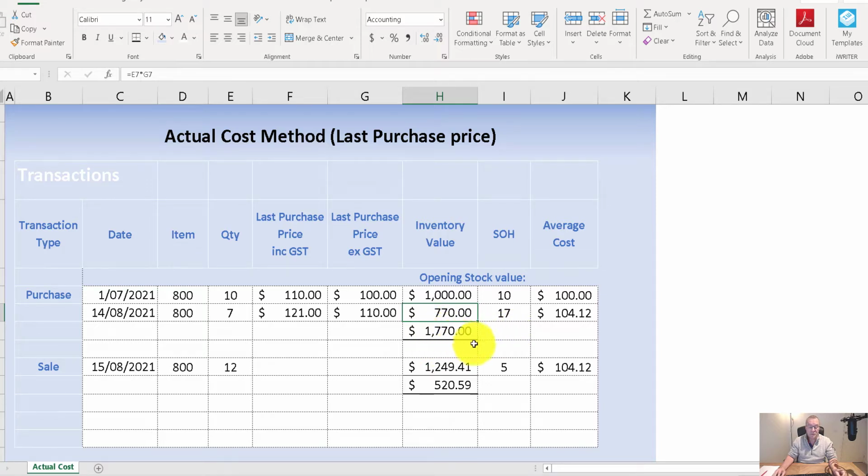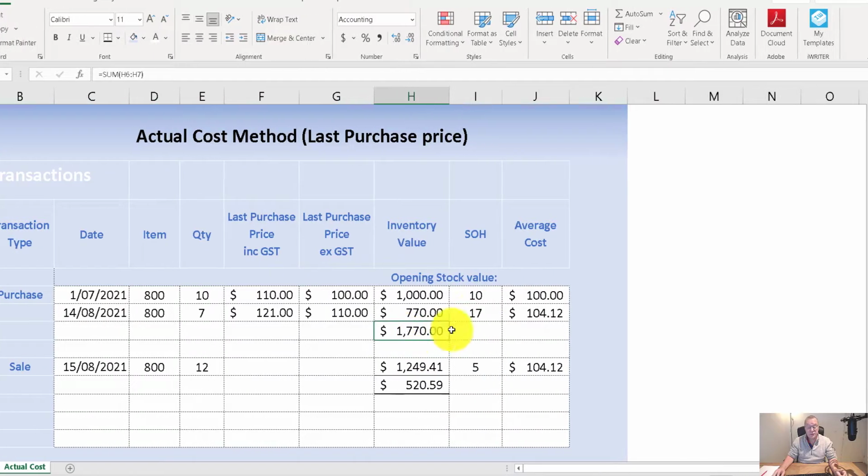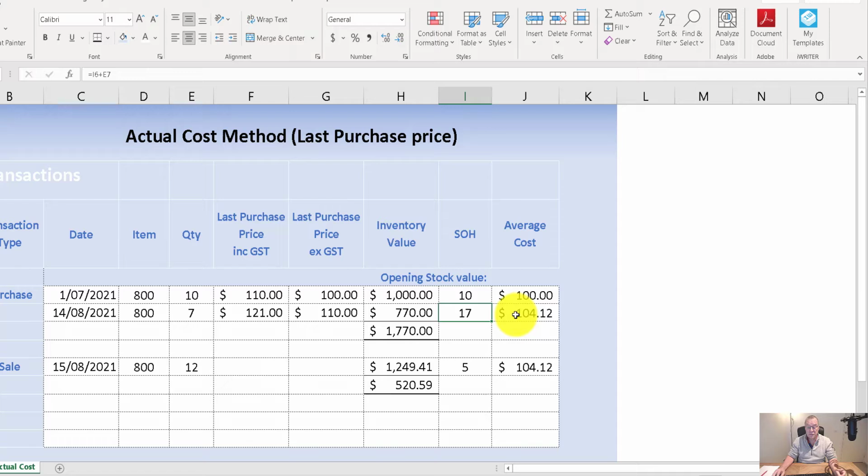total, you've got 1770 as the total value of stock on hand, and the cumulative stock on hand is the 10 that you purchased originally plus the 7 that you purchased a bit later on. So you've got 17 currently on hand, and if you divide the total inventory value by the stock on hand, you now get an average of $104.12. And that's because you've got a new list price, so the cost has gone up, so you would expect the average to go up as well. This will now also be used when we do a sale, so let's have a look at that next.